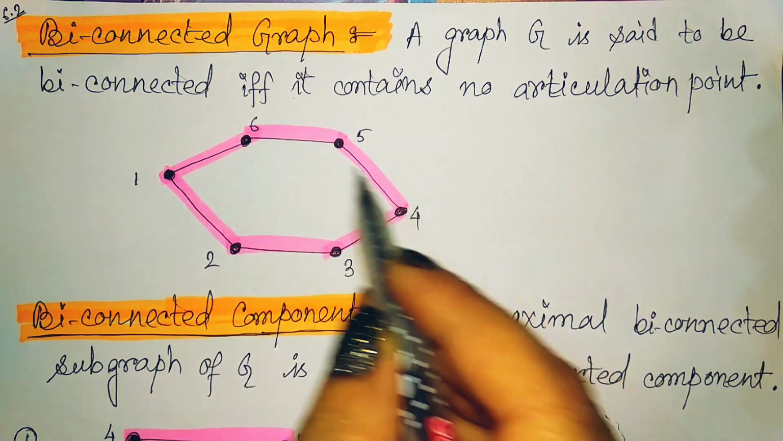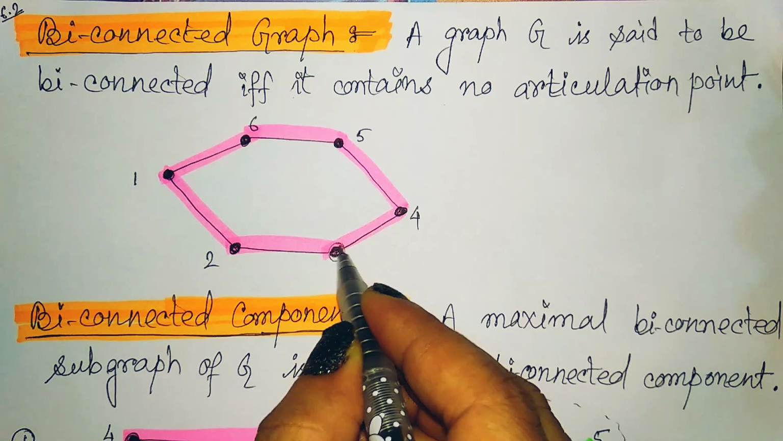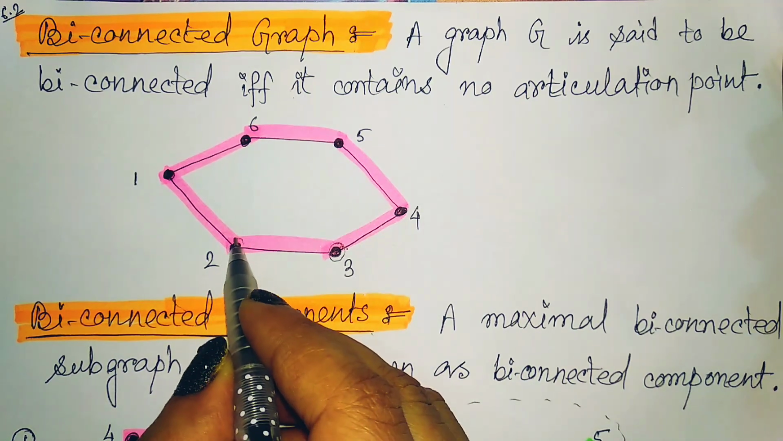So if we consider this one as a graph, then we may consider any vertex. Suppose we consider vertex 3 and vertex 2.